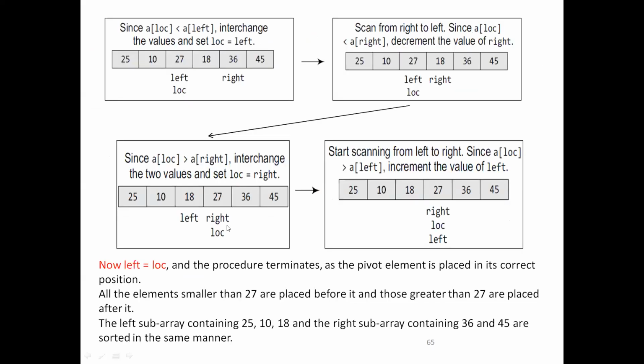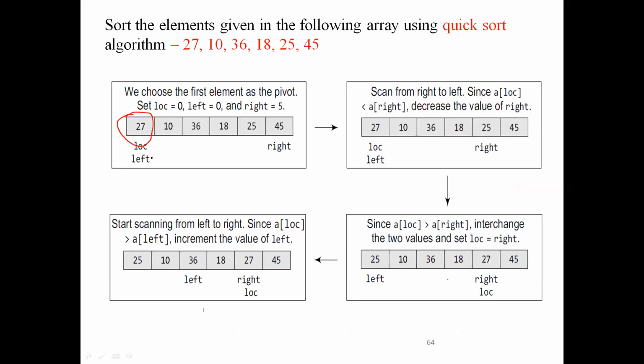One thing I will tell here. At this position, I want to convey this alone. See, at one stage, what is the pivot element of this array? 27. 27 is the pivot element. Okay, the pivot element is chosen based upon you only. You can choose either 27 or 45, but you should not change. So 27 is the pivot element.